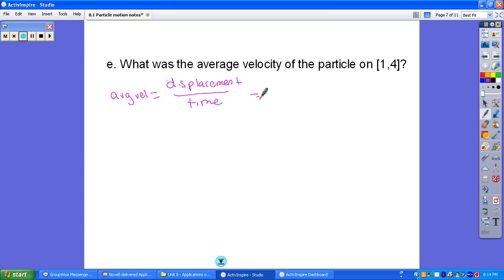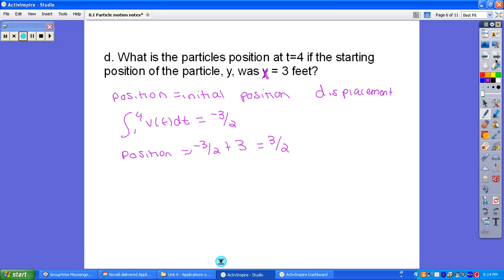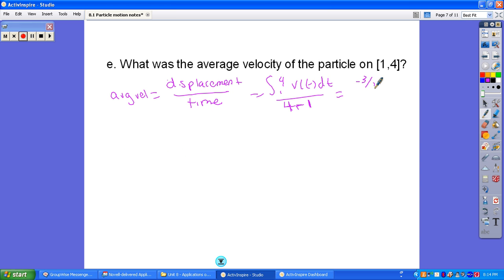So we're going to take the integral from 1 to 4 of v of t dt, and we're going to divide by our time, which is 4 minus 1. And if we go back to our slide before, we found the integral from 1 to 4 was -3/2. So we're going to take -3/2 and divide by 3 to get our average velocity. And then we get -1/2.